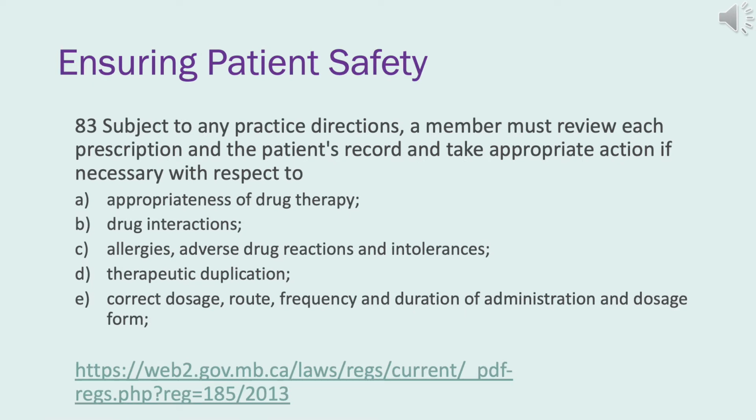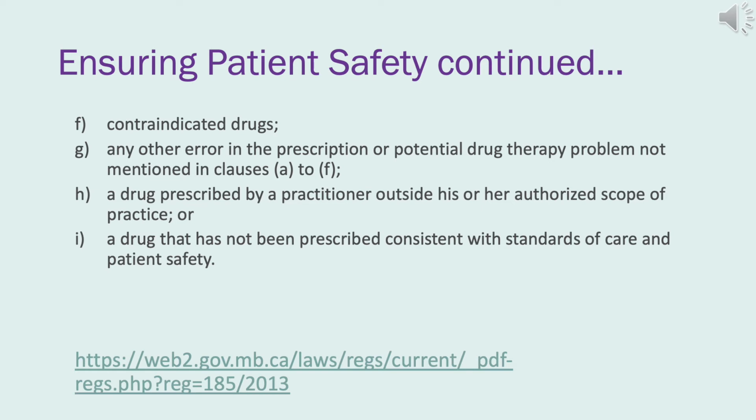To ensure patient safety, Section 83 of the Pharmaceutical Regulation requires that members review each prescription for appropriateness of therapy, drug interactions, allergies, adverse drug reactions, intolerances, duplication, and the correct dosage, route, frequency, duration, and dose form. Furthermore, pharmacists are required to review the prescription and patient medication profile for any contraindicated drugs, any other errors, or potential drug therapy problems, and to ensure that the drug is prescribed within the prescriber's scope and consistent with standards of care and patient safety. These apply even when a pharmacist is the prescriber.